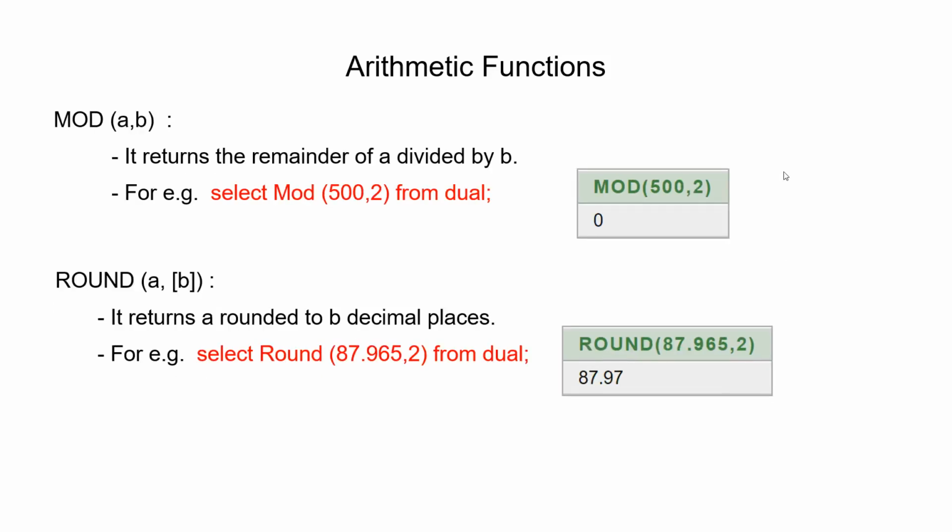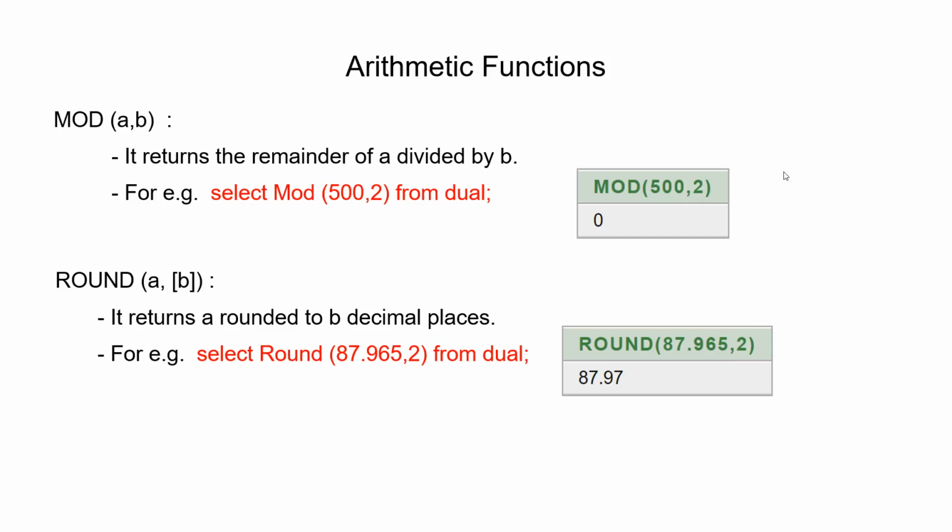Then the next function is mod. Mod means modulus. This function returns the remainder. But how? It has again two parameters, a comma b. Means a is divided by b and whatever remainder is there, that will be returned. So select mod 500, 2. As we are going to divide 500 by 2, it will give the remainder as 0.